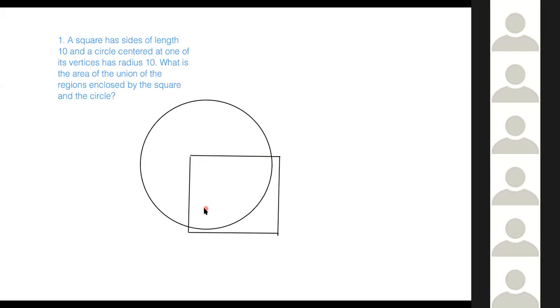Because the square covers this quarter of the circle, we can just include the square and 3/4 of the circle. So the circle area is 100 pi, 3/4 of that is 75 pi, and the square is 100. So the overall area is 100 plus 75 pi. Any questions on this? Okay, let's move on to the second question.